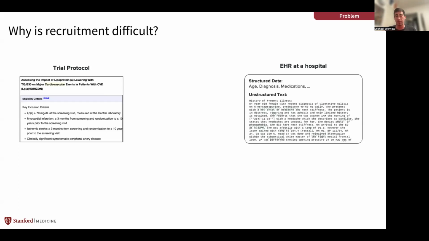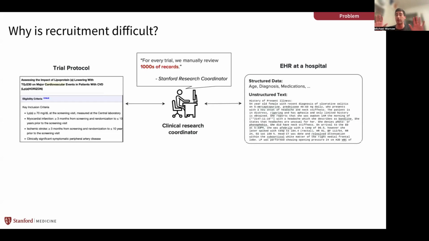And so the challenge then basically is, you have your patient's health record at a hospital and you have your trial protocol on the other side. And the job of a research coordinator, a clinical research coordinator, is to basically go through each patient's chart one at a time at Stanford Hospital or whoever's running the clinical trial and check, hey, does this patient match all of these criteria, right? And so basically you have a clinical research coordinator manually scrolling through each patient one at a time, reviewing hundreds or even thousands of records to try to find enough patients to enroll in these trials.